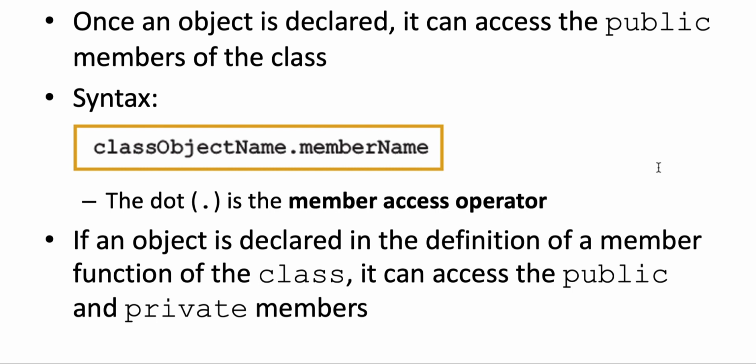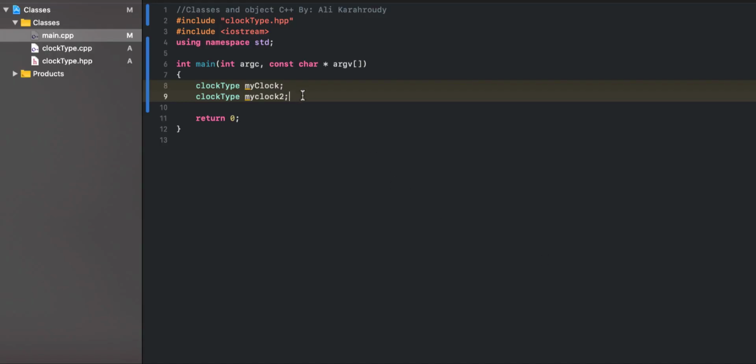If the object is declared in the definition of a member function of the class, then the object can access both the public and private members. I will elaborate on this when I write the definition of the member function equal time for our class clock type. Okay, so bear with me on that. If the object is declared elsewhere, for example in the user's program, then the object can access only the public members of the class. Let's go ahead and try some examples.